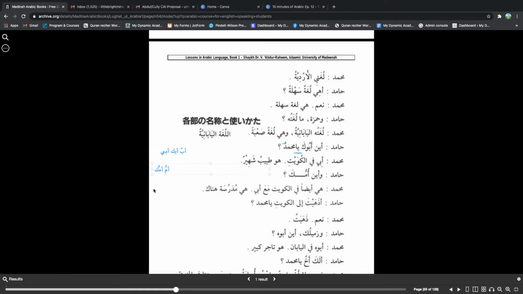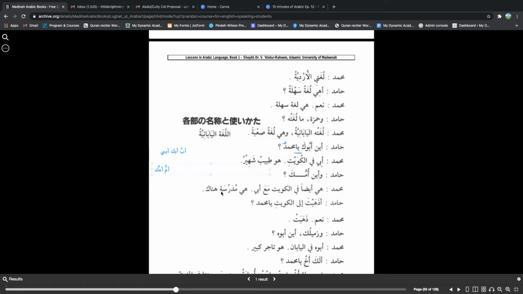Okay, so we get rid of one of the dhammas and the tanween, and it becomes ummuka. All right, but you still see the shadda over the meem, which means it's a double letter. So wa aina ummuka, where is your mother? Hiya aidan, or she also, fil Kuwaiti. She's also in Kuwait. Ma'a Abi, with my father. Hiya mudarrisatun hunaka. She is a teacher there.